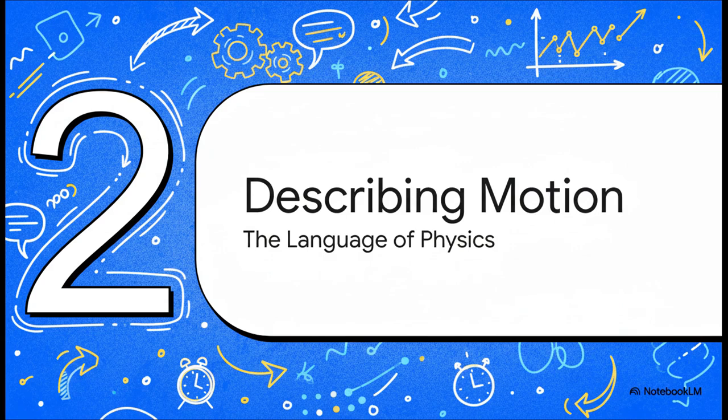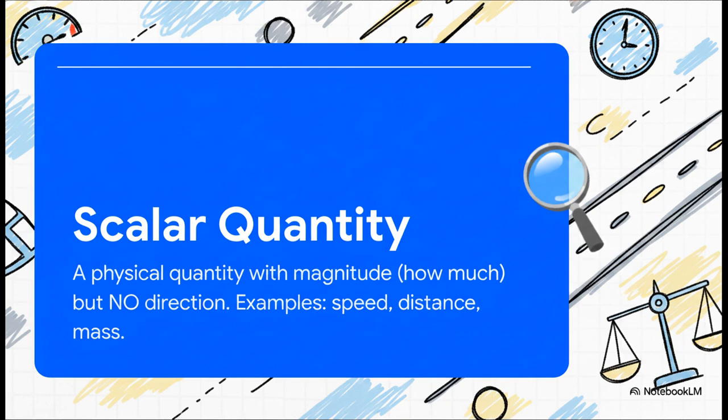Okay, so now we know what motion is. But if we're going to talk about it like physicists, we need a proper language to describe it. And that language really starts with two key ideas. First up, we've got something called a scalar quantity. Now, a scalar just tells you how much of something there is. That's it. So when you say your speed is 50 kilometers per hour, or that a bag of sugar has a mass of 2 kilograms, you're using scalars. It's just a number, a magnitude.